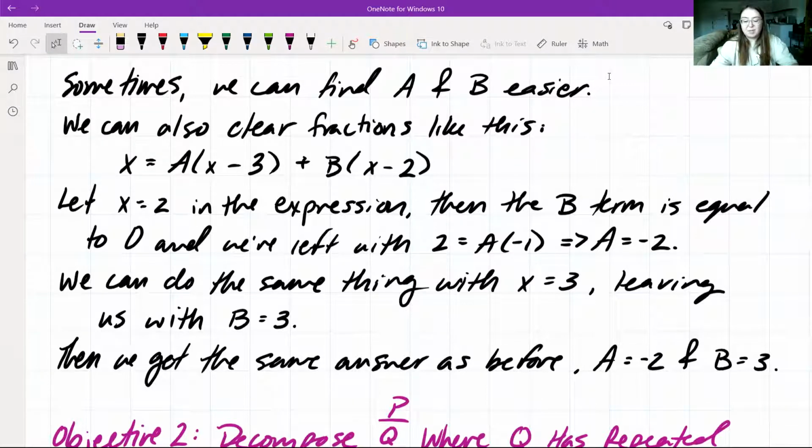So then you do the same thing when you let x equal 3. That leaves you with b is equal to 3. Then we get the same answer as before with a is equal to negative 2 and b is equal to 3. So that's going to end up being a quicker way to clear out your fractions and the way that we will use from now on.